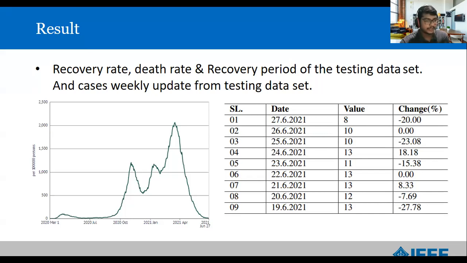The graph is presented here. The graph presents the recovery rate, death rate, and recovery period of the testing dataset, with COVID-19 cases weekly update from the testing dataset.